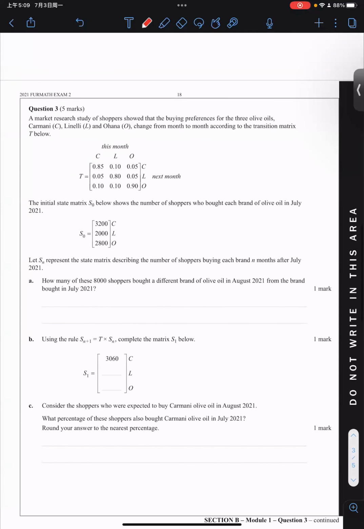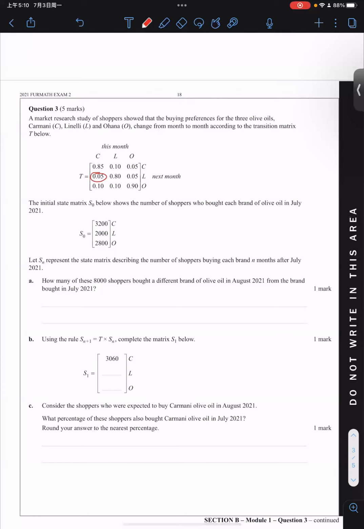Question 3. A market research study of shoppers shows that the buying preference for the 3 olive oils, Carmine, Lanley, and Ohana, changes from month to month according to the transition matrix T below. This transition matrix indicates that for a customer buying a brand of olive oil this month, what is the proportion that will buy each brand next month?